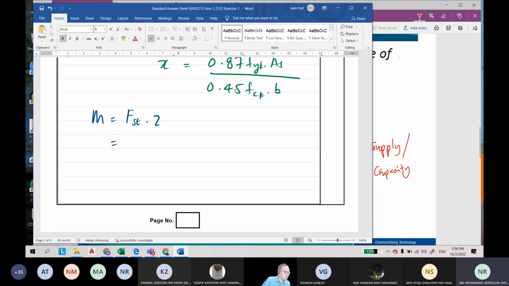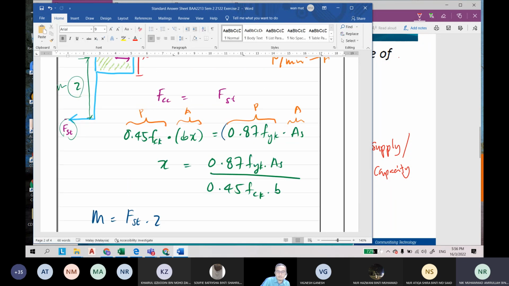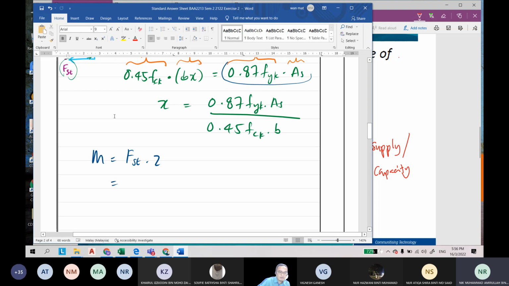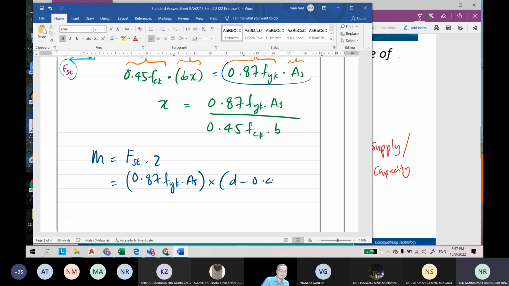FST is equal to this one. Here is the value of FST. So 0.87 FYK times AS times Z. Z is equal to D minus 0.4x. You can refer to previous notes on how to derive Z is equal to D minus 0.4x. I will explain later.